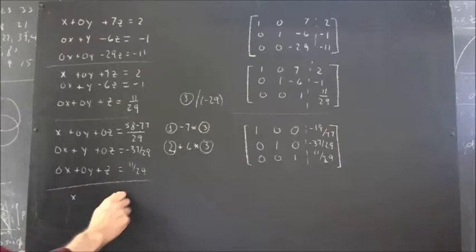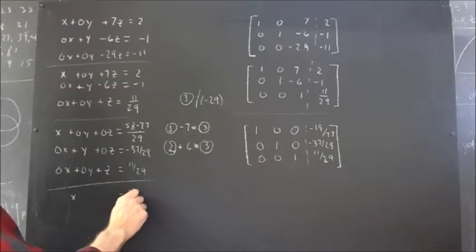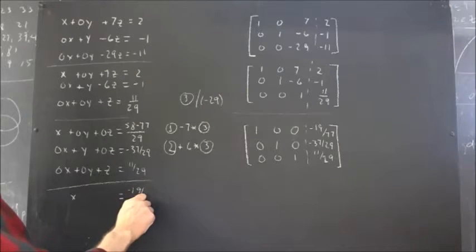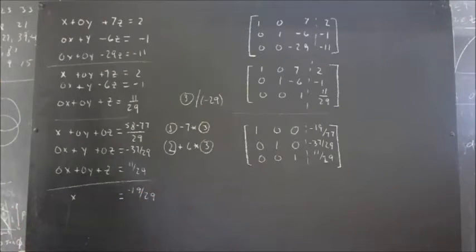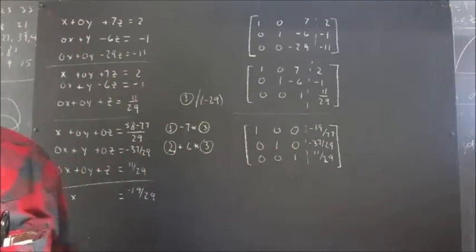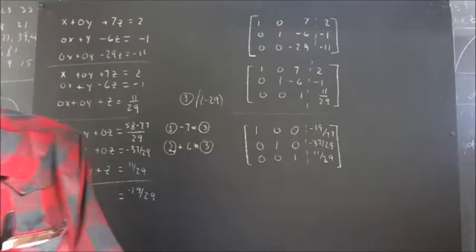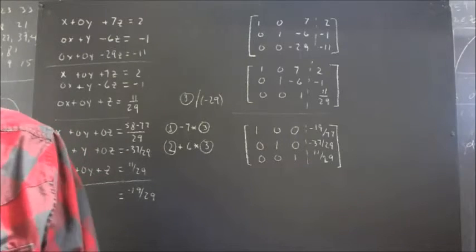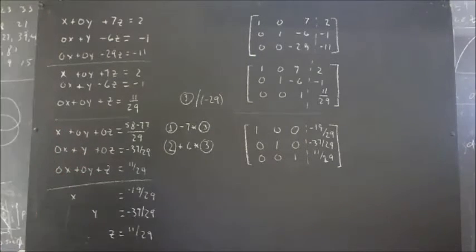Finally, we then have x equals negative 19 over 29. And it's not negative 19 over 77. It's negative 19 over 29. I'll go off camera and fix that.